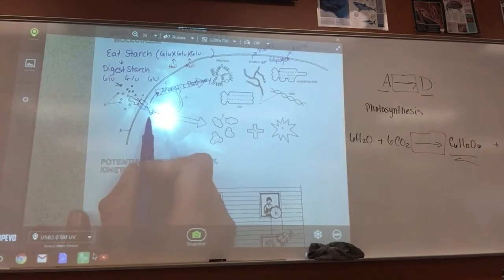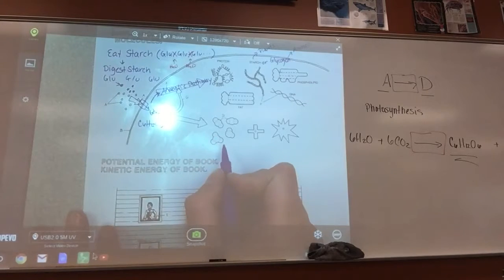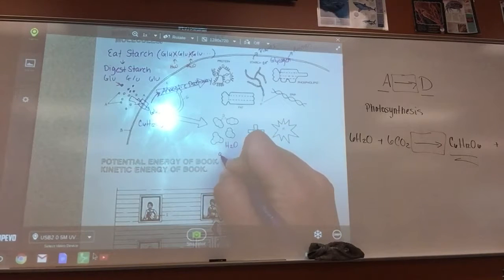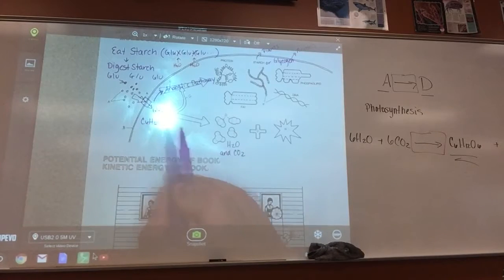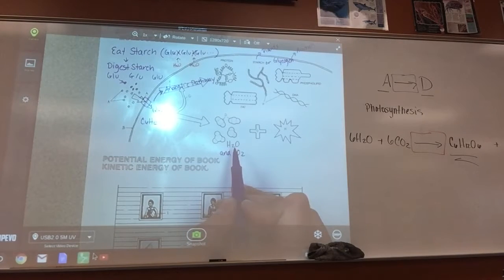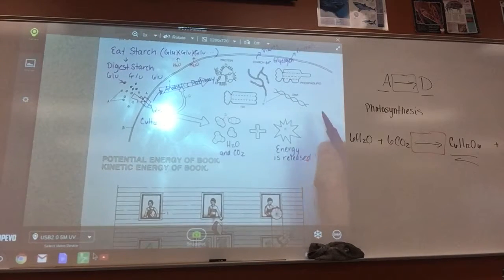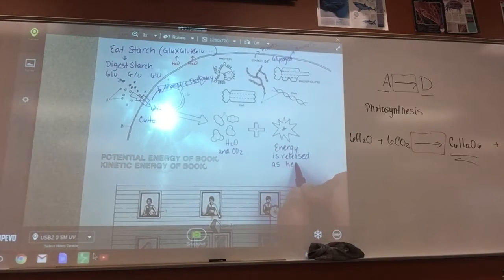So what happens is you take this glucose, which is C6H12O6, made out of carbons, hydrogens, and oxygens, and we break that down into smaller molecules. The two smaller molecules we break it down into are water and carbon dioxide. So we're breaking a larger molecule down into smaller molecules. In that process, energy is released. So I'm going to write here. Some of that energy is released as, it says here, H. That's heat energy. And so energy is released as heat.